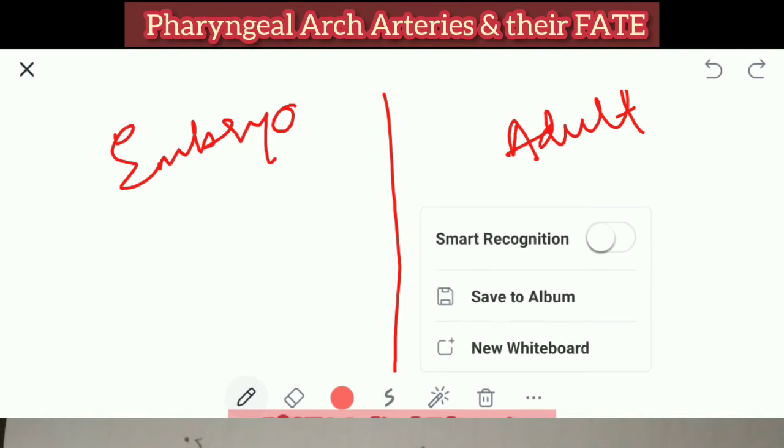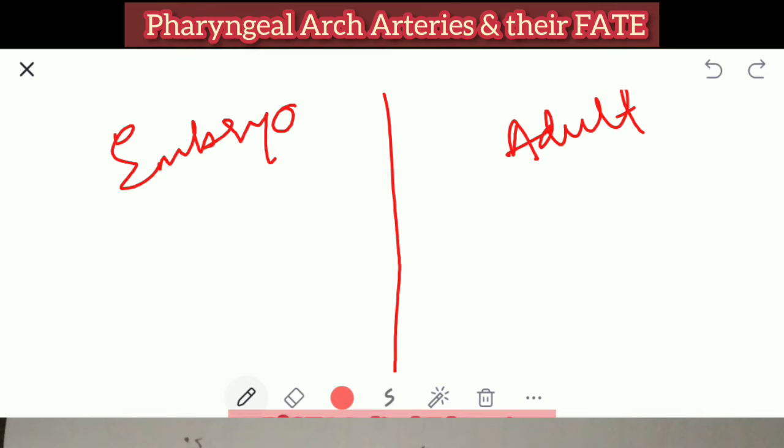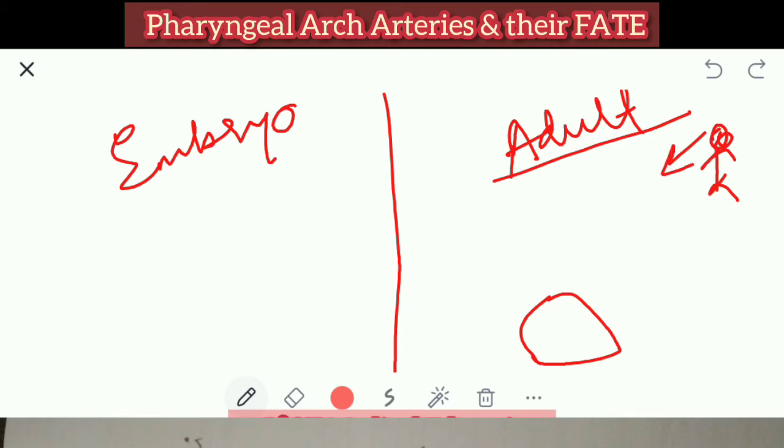If you see, in the adult there is a heart. This is the view you observe in a person who is standing in front of you, facing you. So you will see that your right is his left, and your left is his right. His apex of the heart will be on your right side, that is his left side.